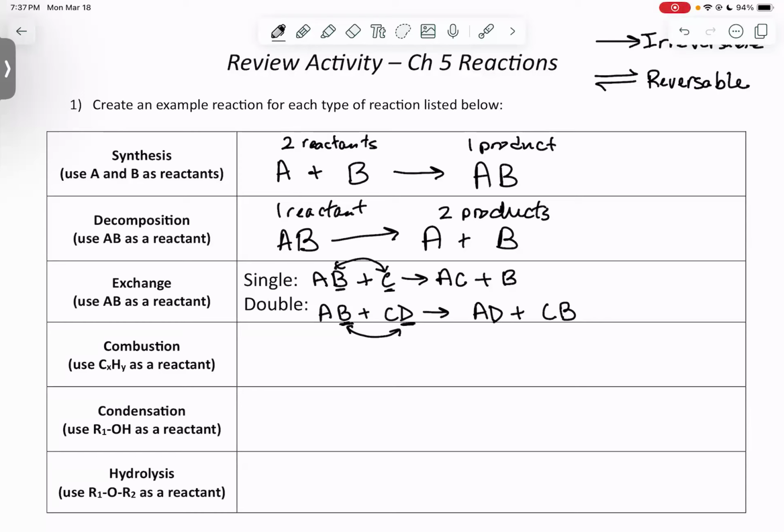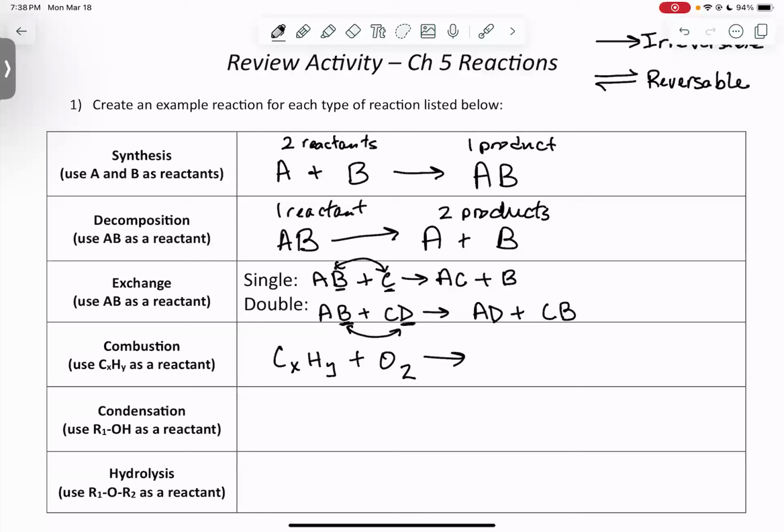Okay, combustion. It says to use CxHy, for some number, so this is just a hydrocarbon. All we're saying is that we have a hydrocarbon and we're going to combust it. You have to know what the other reactants are in a combustion reaction. Combustion reactions always have oxygen as a reactant. Just think about it: you have to have oxygen for a fire to burn. So if it's combustion, you're going to need oxygen.